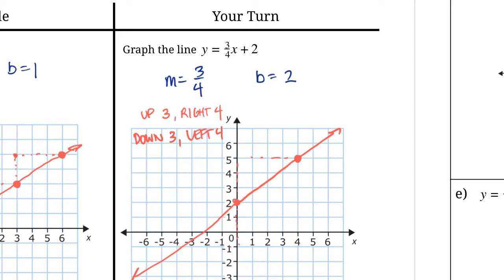So if I go down 3 and left 4, I should have a point right there. See, I missed it by a little bit because I wasn't that accurate. I didn't use a ruler. But there you go. So we can actually create a point going the opposite direction just by switching both directions around. Okay? And we should end up with a line.